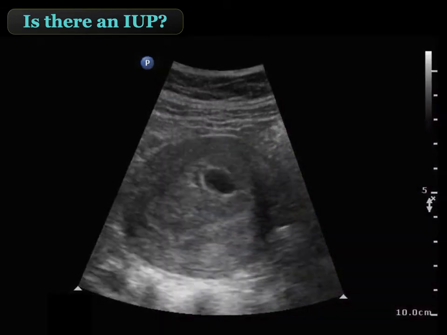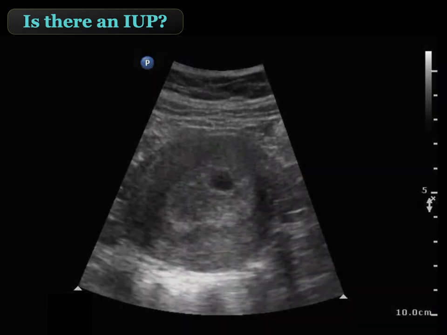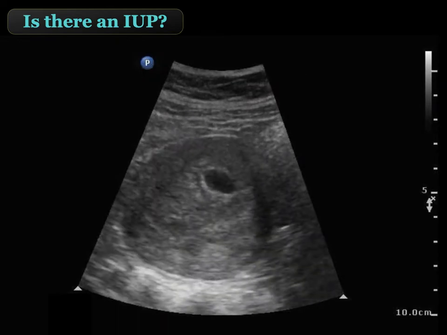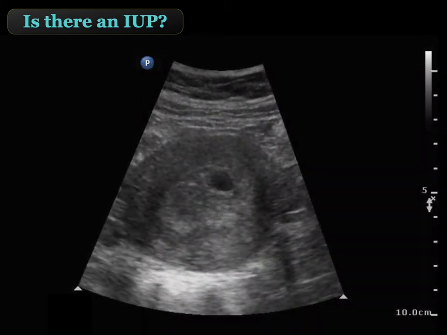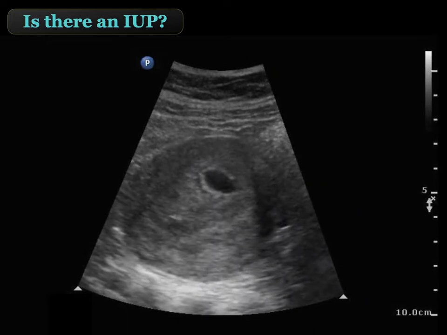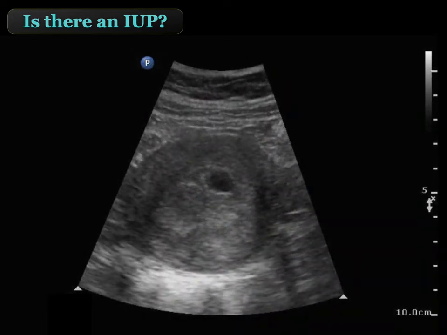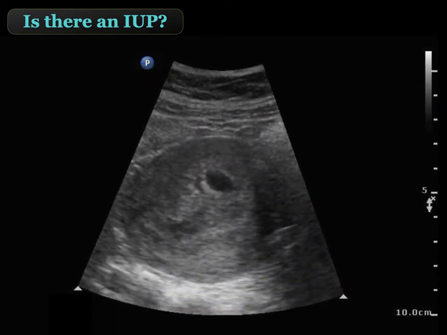Here's another transverse view using the curvilinear probe of a uterus. So we see the uterus, and within the uterus we see a black or hypoechoic gestational sac. Do you see anything inside this gestational sac? Neither do I. Therefore, we do not definitively have an intrauterine pregnancy.